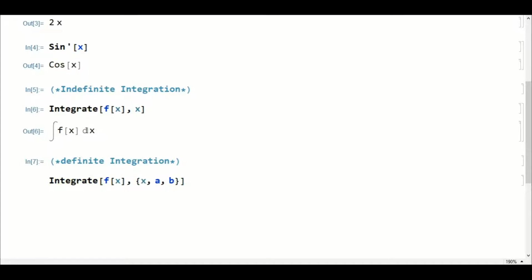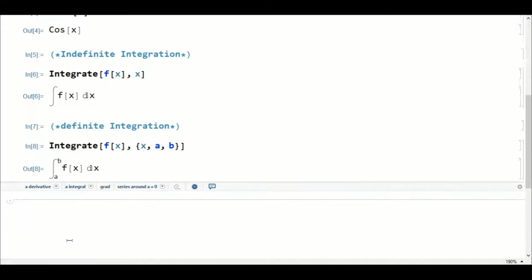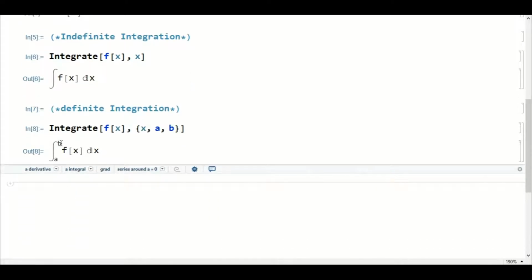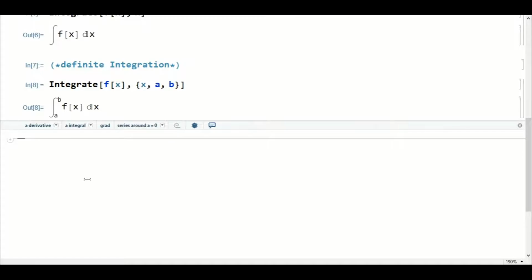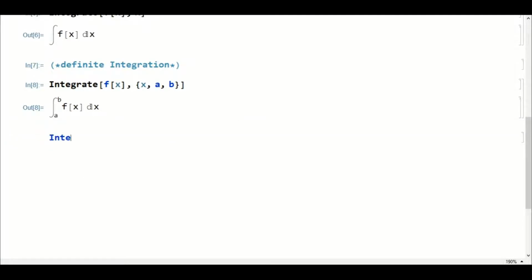Let me now execute this. You can see now the integration is taken as a to b f of x dx. Let us take an example on definite and indefinite integration. There is a very famous example of Gaussian integration. So Integrate e to the power minus x square.